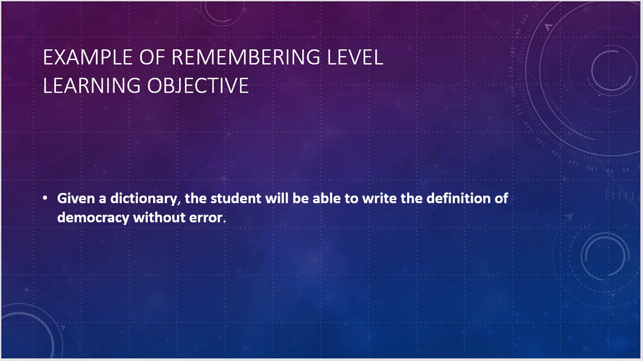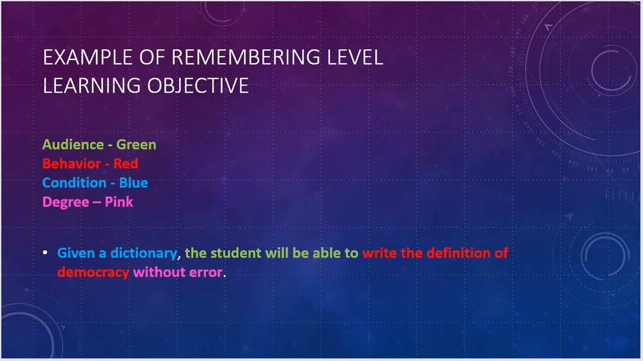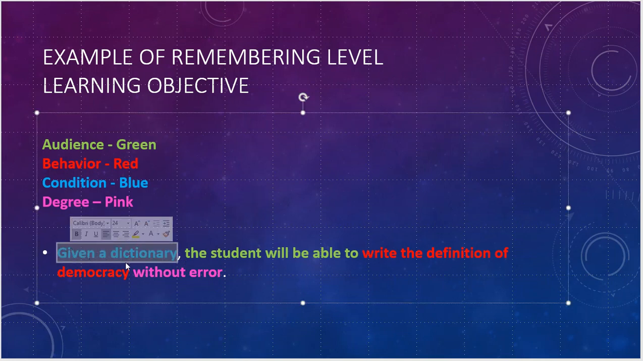What would that look like? Do we have all four elements? Let's see. Given a dictionary, the student, that's the audience, what's the behavior? They're going to write the definition of democracy. How are they going to do it? They're going to be given a dictionary and without error. So this is important that we know they're being given a dictionary, because it's a completely different level of Bloom's if they're putting it into their own words than it is copying out of the dictionary.